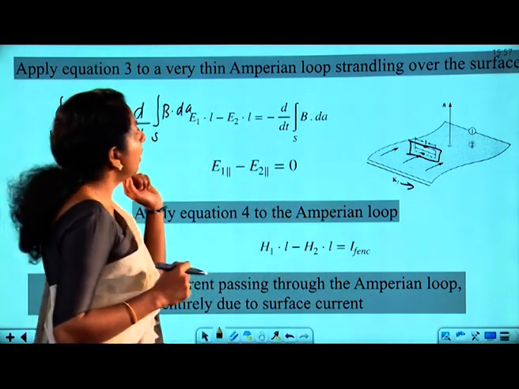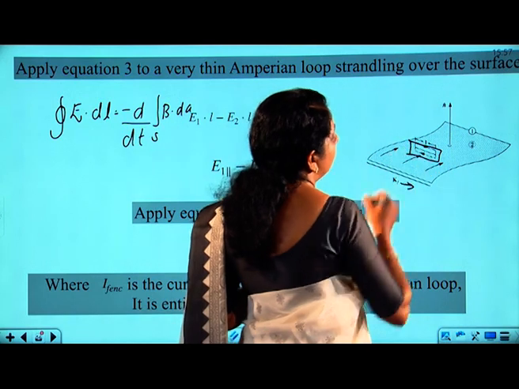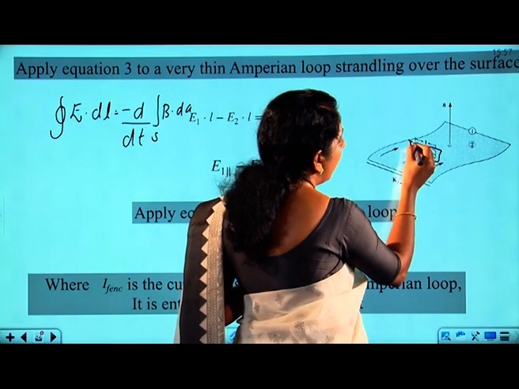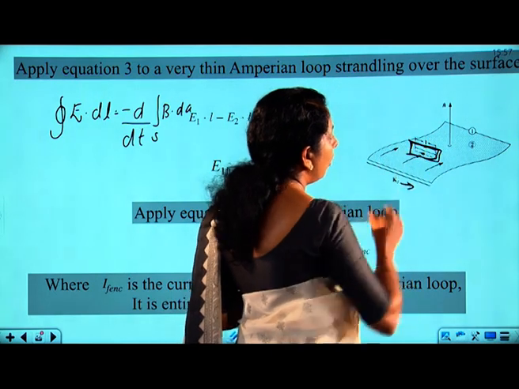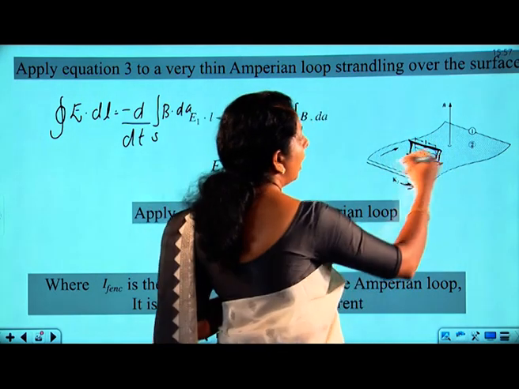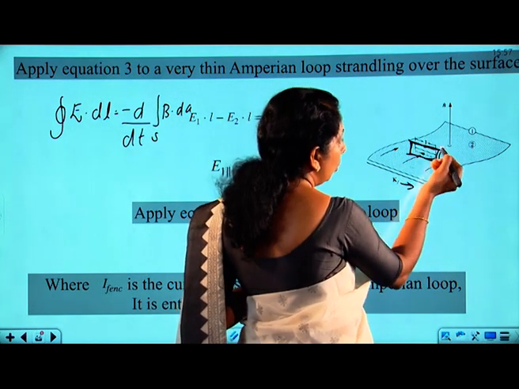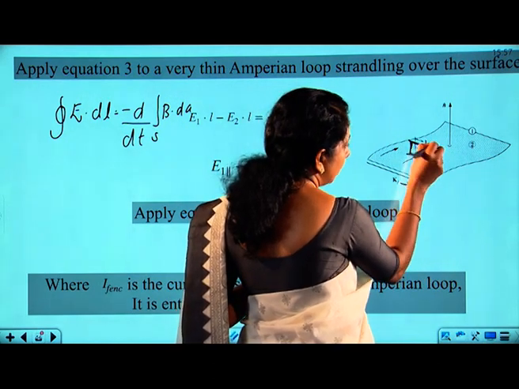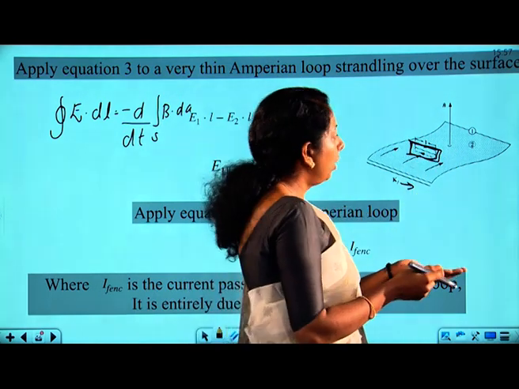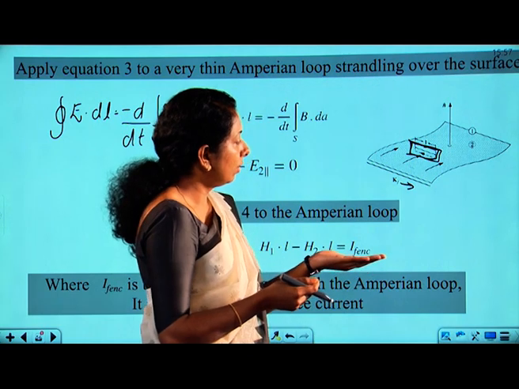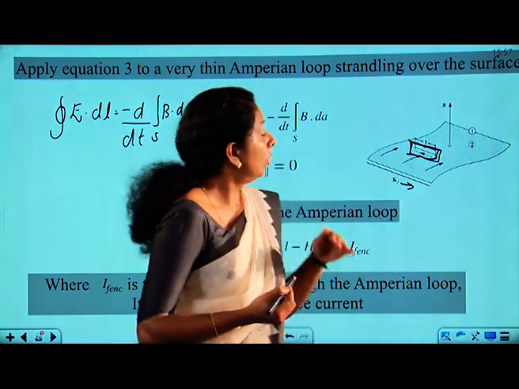In order to apply Faraday's law, we have chosen an Amperian loop. Here the Amperian loop direction is like this. We are moving in clockwise direction over the loop. So, this is the direction of K, and L is the length of the loop that is taken in this direction, that is towards right. This portion is below the plane sheet having current density K, and this portion is above the plane sheet.